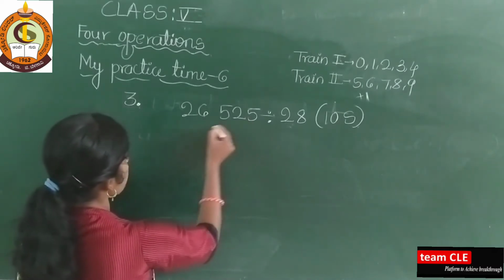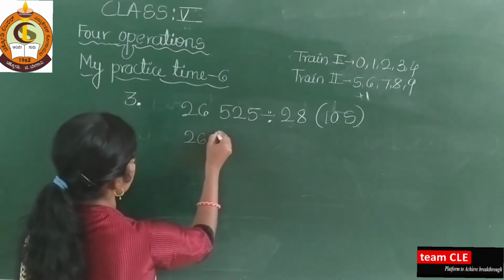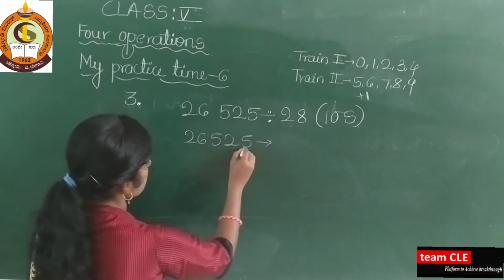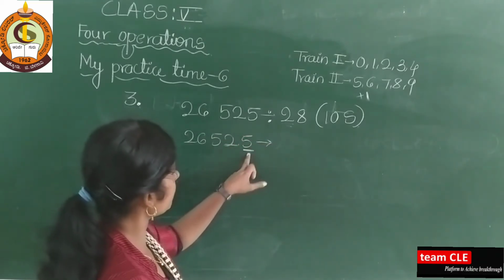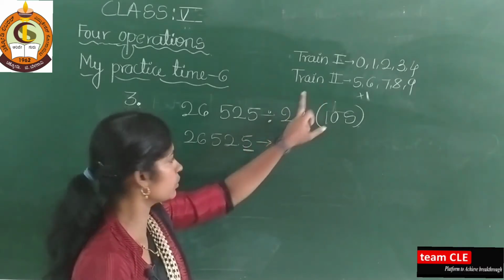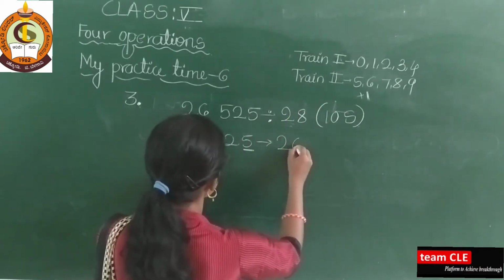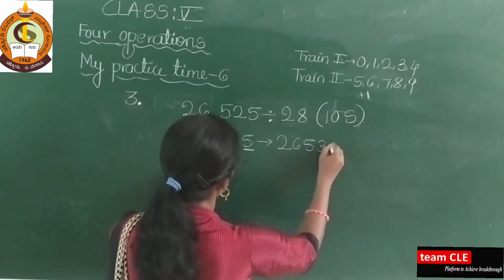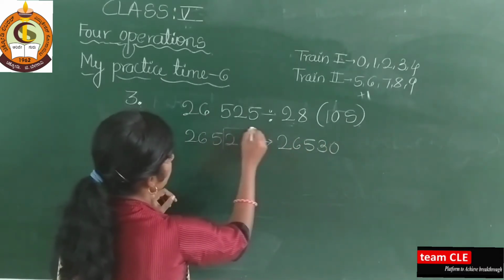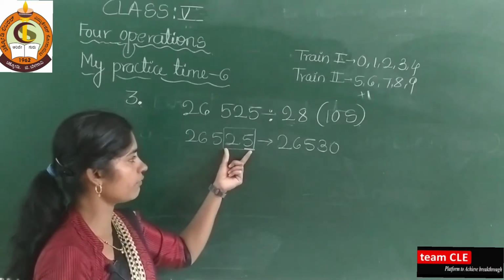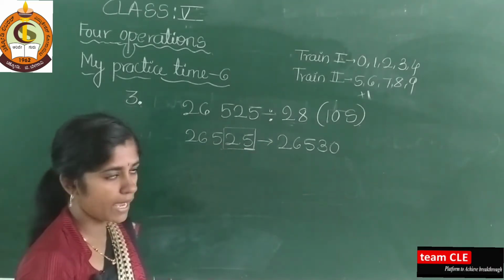First you round off this number, 26,525, to the nearest tens. Here 5 is in the ones place, which means it will come in tray number 2. Then you need to add 1 here, so it becomes 26,530. Okay, for the time being you need to see this only. You round off to the nearest tens, and the remaining digits you keep as they are.